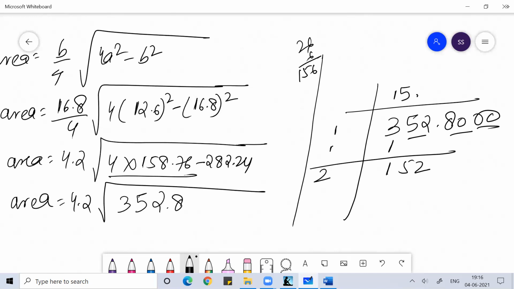How come? No, that's what I wanted. This is 252. So 18 is 324. 19 is 361. So this should go by 18. So 28, 8 8s are 64, 6 carry. 8 2s are 16 plus 6, 22, 224. 224.